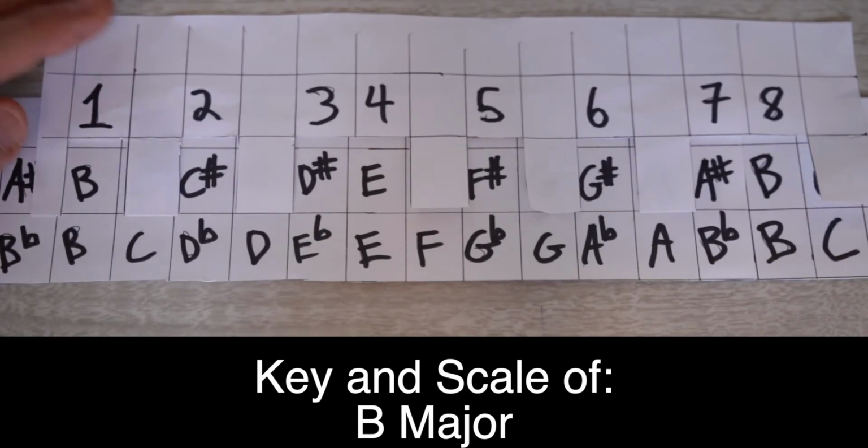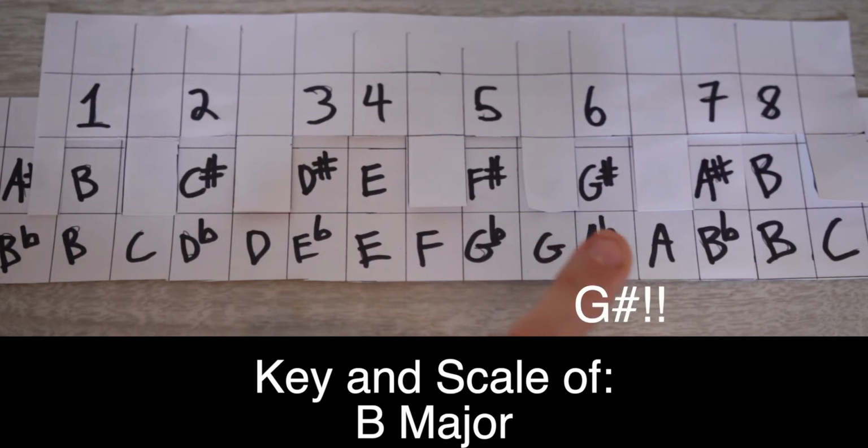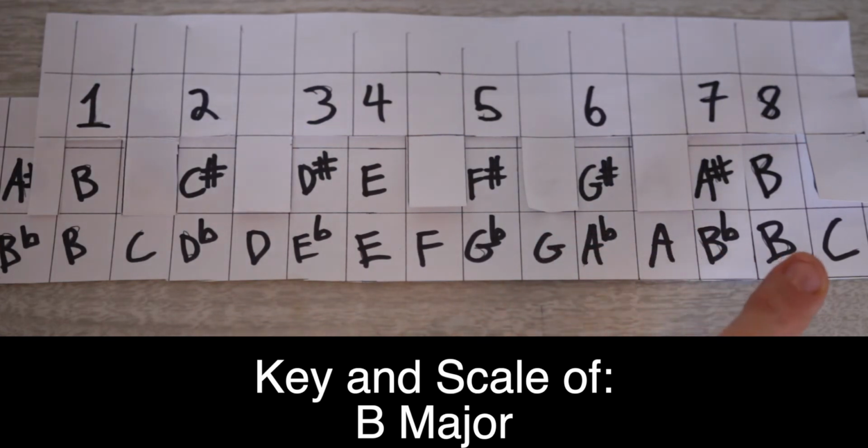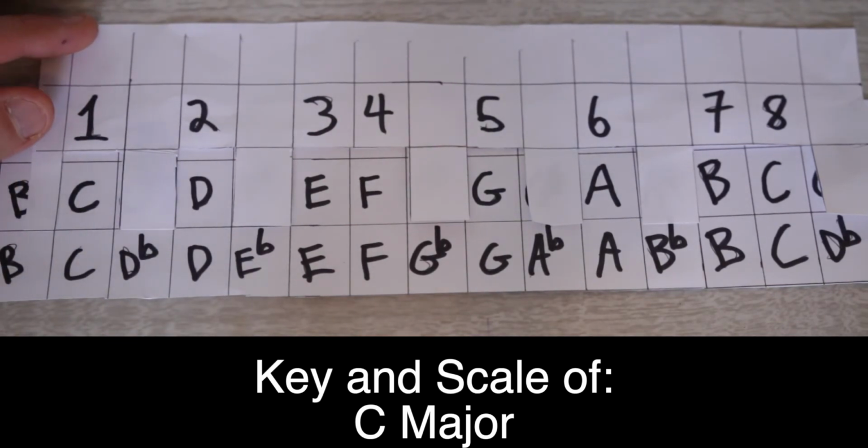B, C sharp, D sharp, E, F sharp, G, A sharp, B. That's perfect. Let's look at the key of C, which you will notice is a little different than the other keys for a certain reason.